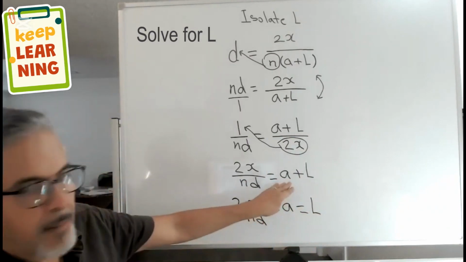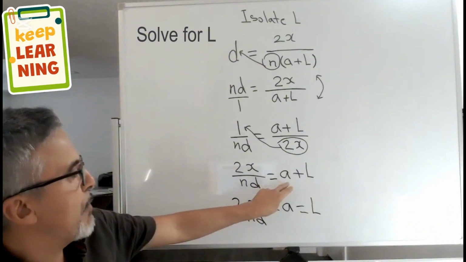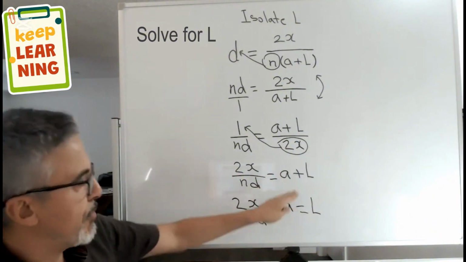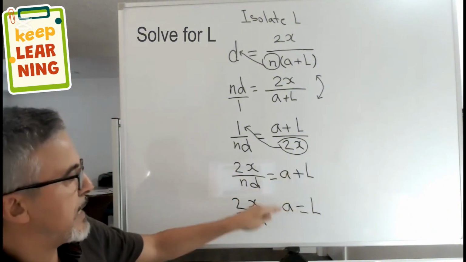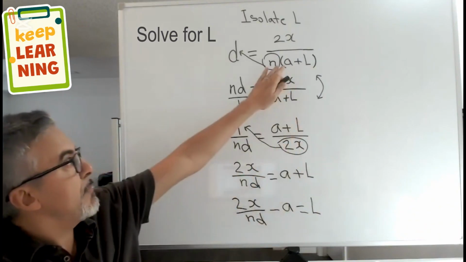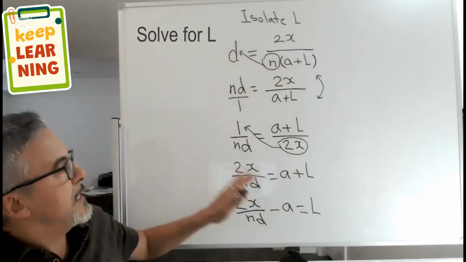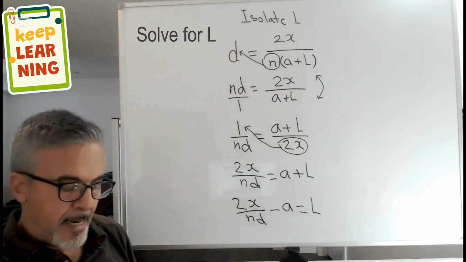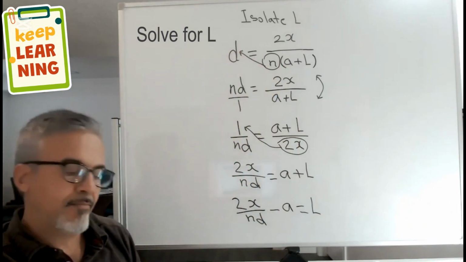Of course, some students like to say, I'm going to take away a from both sides. You could do that, but for me, when I move the a to the other side of the equal sign, it becomes minus a. Okay. And that's how simple something like this is if you use cross multiplying. This will help you a great deal.